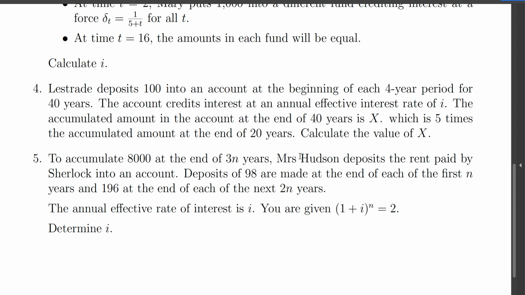So in this problem, Mrs. Hudson is trying to accumulate up to $8,000. And then she's going to do that by depositing the rent paid by Sherlock. So for the first N years, she's going to deposit $98 at the end of each year. And then for the later 2N years, she's going to deposit $196.